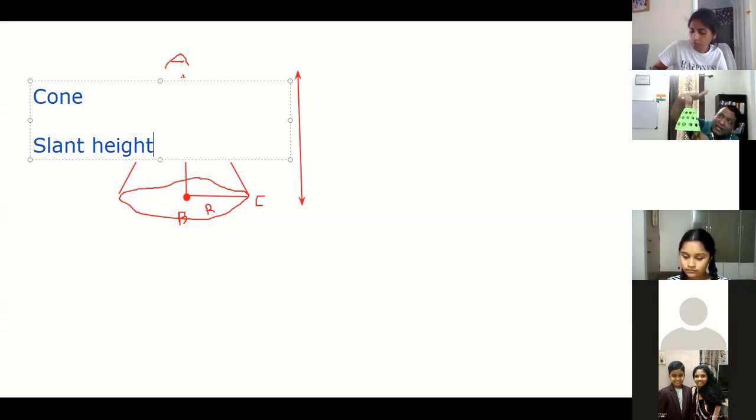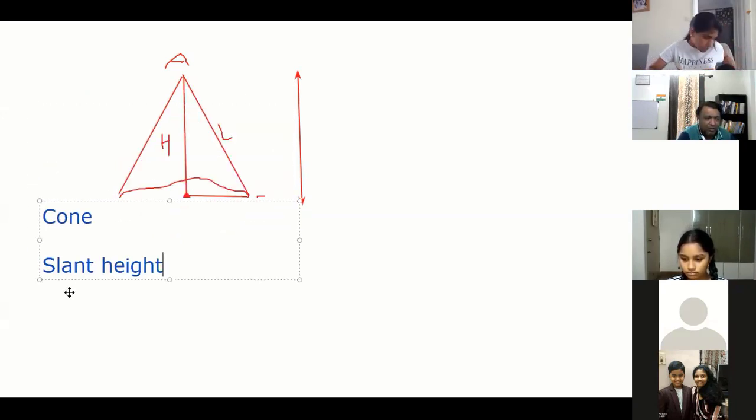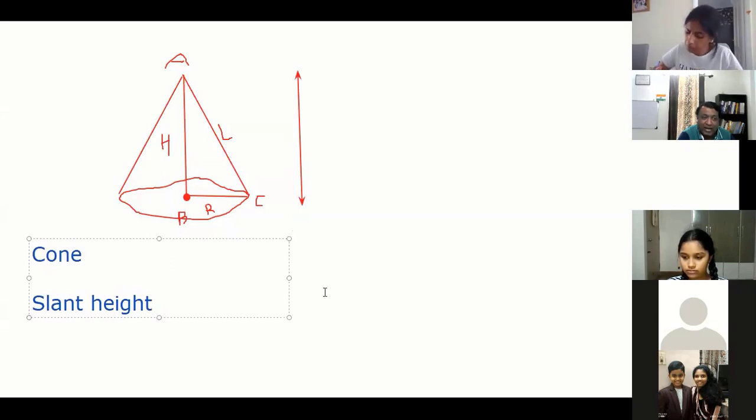This will be more than the actual height or not? Tell me, slant height will be more than actual height or not? Yes, sir, it will be. L will be more than h because h is the straight line. See, if I put it on the ground, h is this, correct? Straight line. But slant height is this.